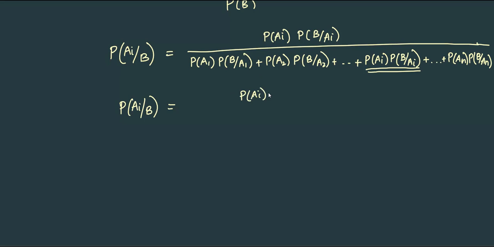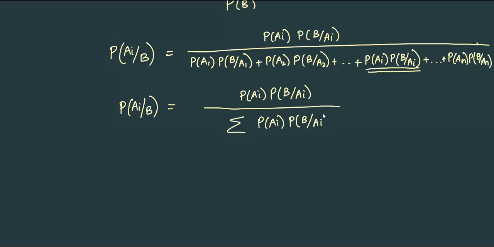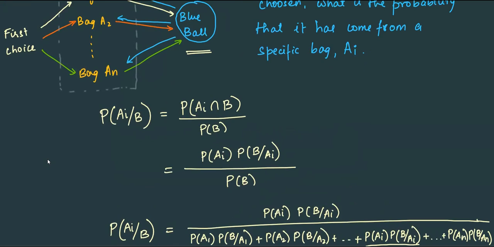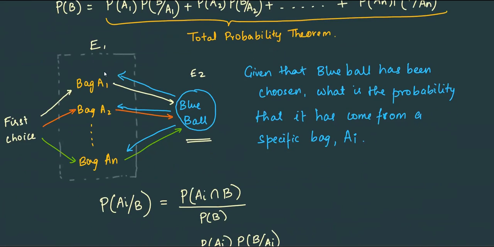So P of Ai into P of B given Ai, divided by sigma P of Ai into P of B given Ai, i equal to 1 to n. So this is the Bayes theorem of inverse probability. Okay. And these blue lines here indicate the inverse probability.